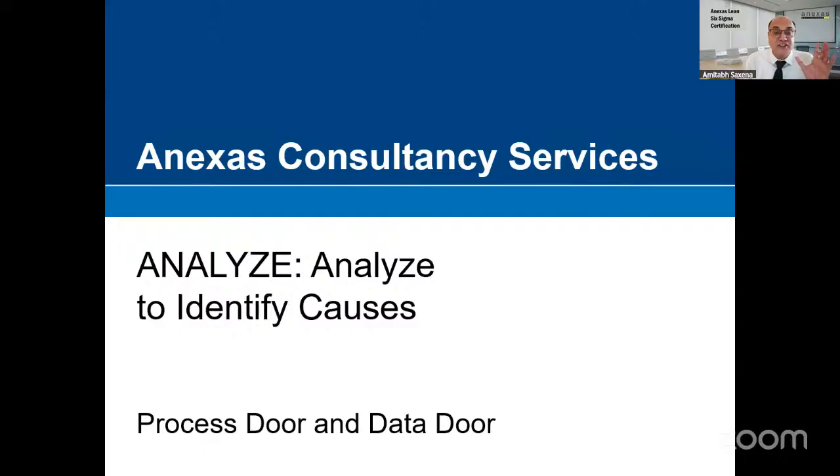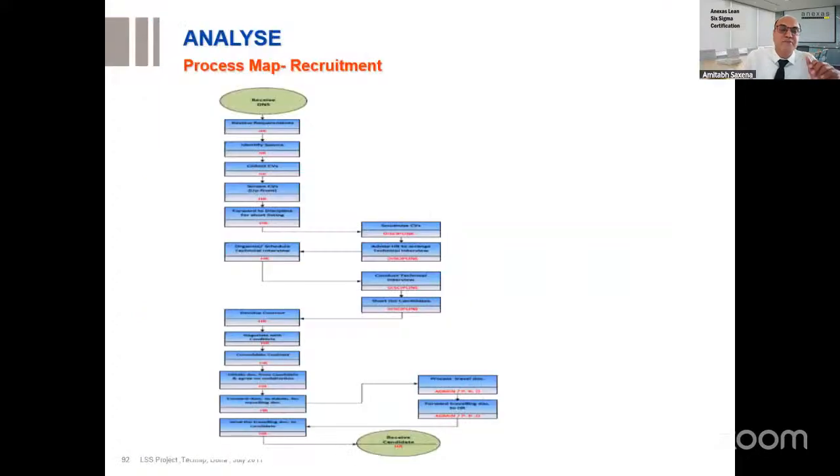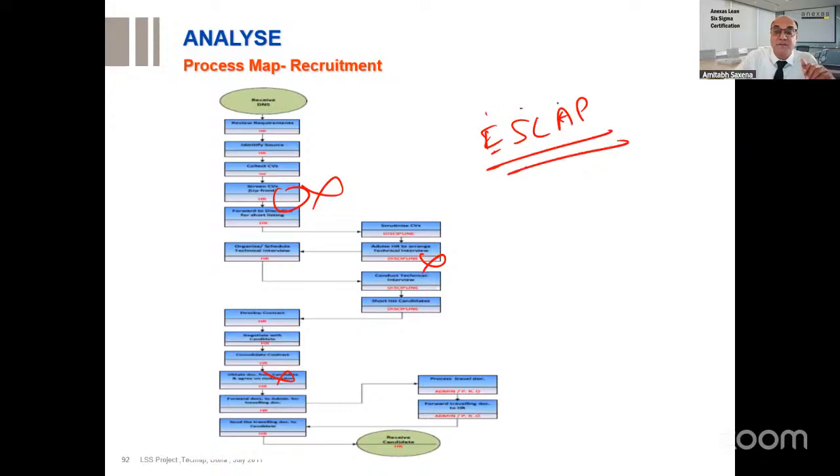Then in the analyze phase, we can follow either lean or map the process, do a Gemba walk, identify the waste in the system, and also go to cause and effect diagram, control impact matrix, Pareto, etc. I'll just show you what they mean. First you map the process and identify the waste. This step is a waste, this step is a waste. You also apply something called ESCAPE technique: eliminate, simplify, combine, automate, and parallel.